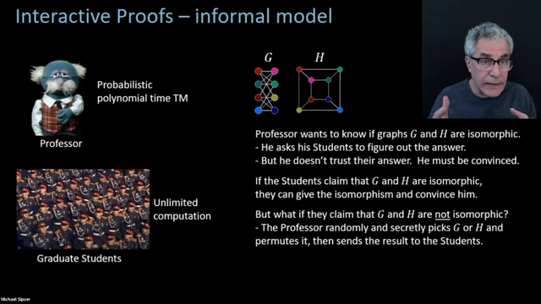Let's say they really are not isomorphic. The professor doesn't know that for sure. That's what the students claim. The professor really wants to be convinced that the students are right. So the professor is going to pick one of the two at random, randomly permute the one that he picked, and hand it over to the students. Say, okay, here is one of those two graphs randomly scrambled. Then he's going to ask the students, which one did I pick?